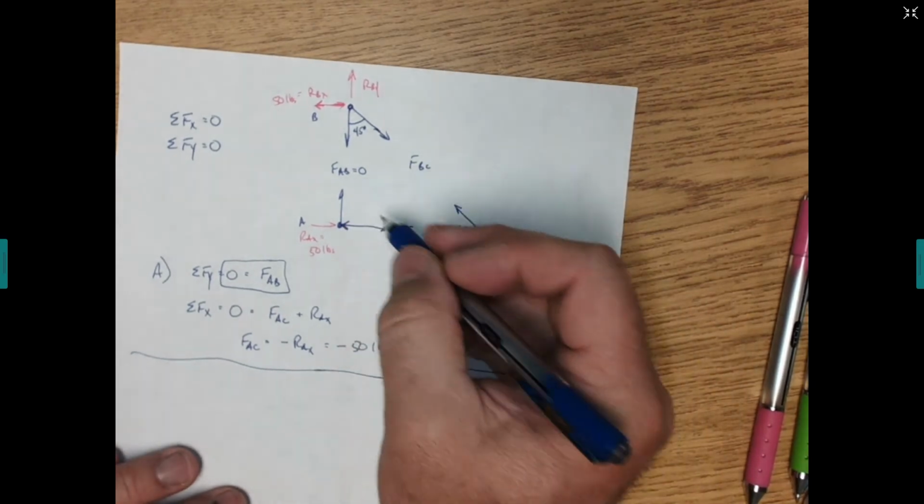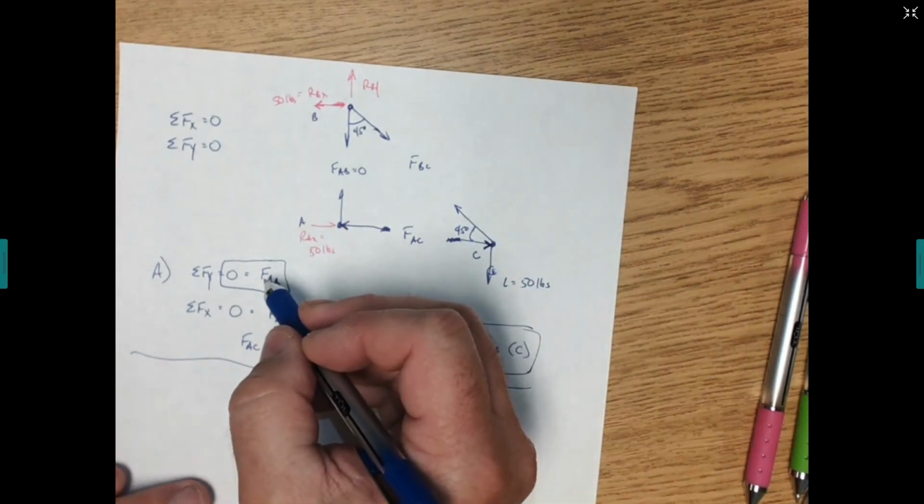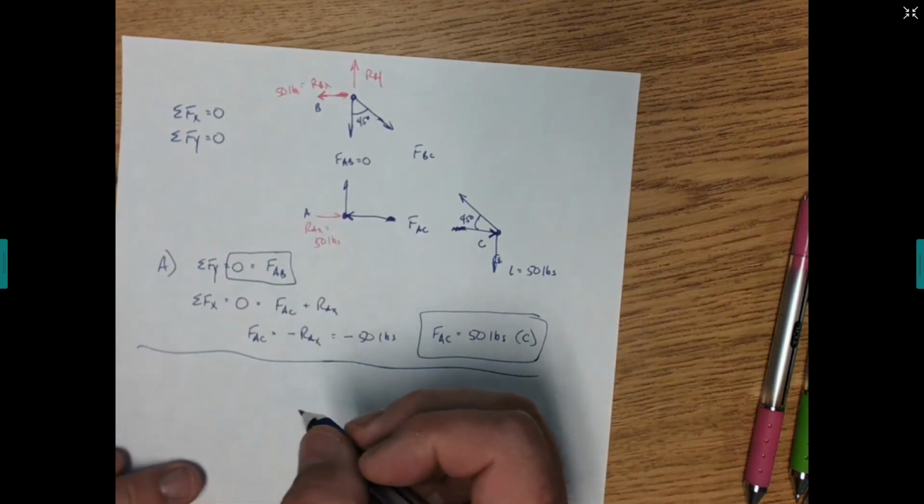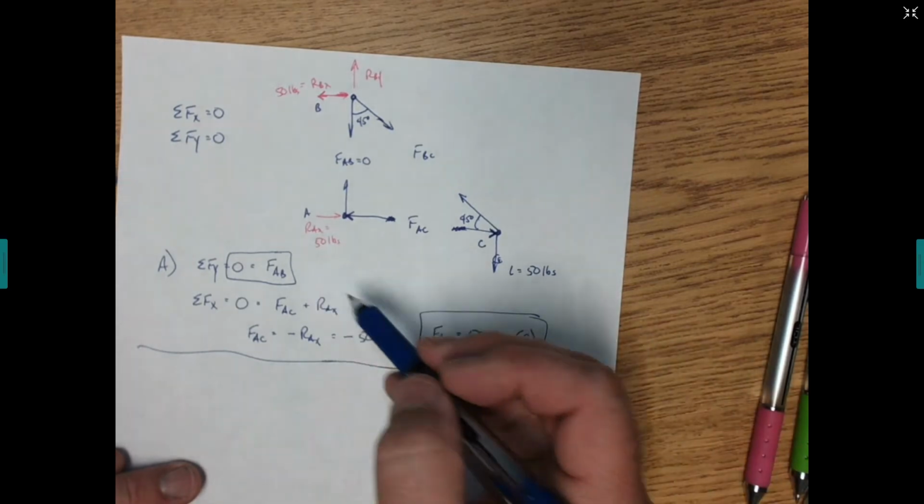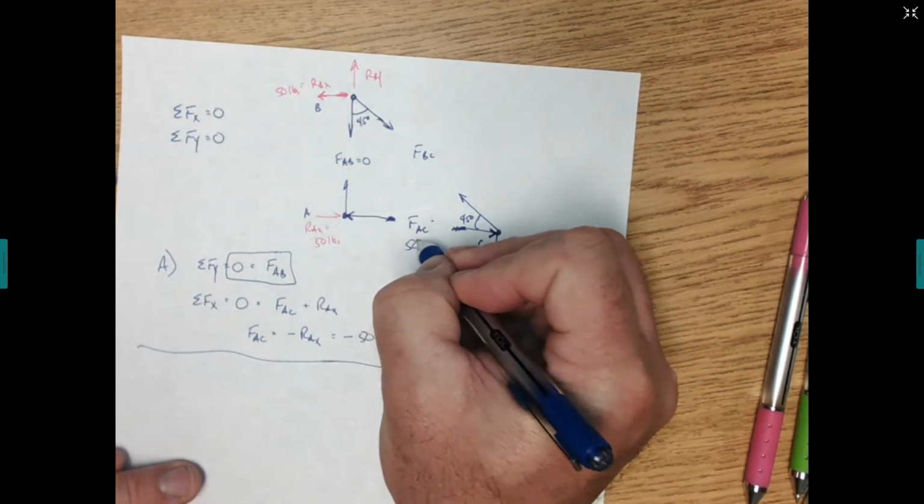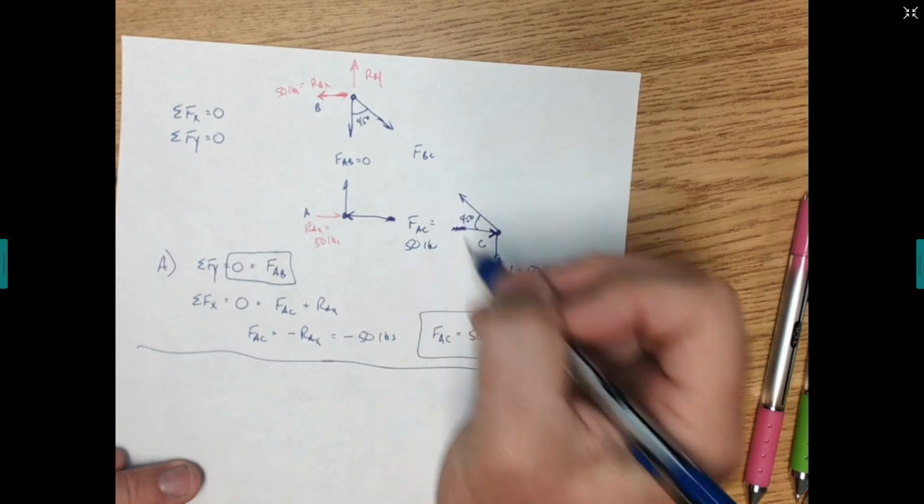Okay, so look, we've already solved 2. This is not really in compression or tension because it's 0, so we're just going to leave it. Okay, it doesn't really matter. Well, we've solved 2, force AB and force AC. We know this guy's 50. So we got to solve force BC.